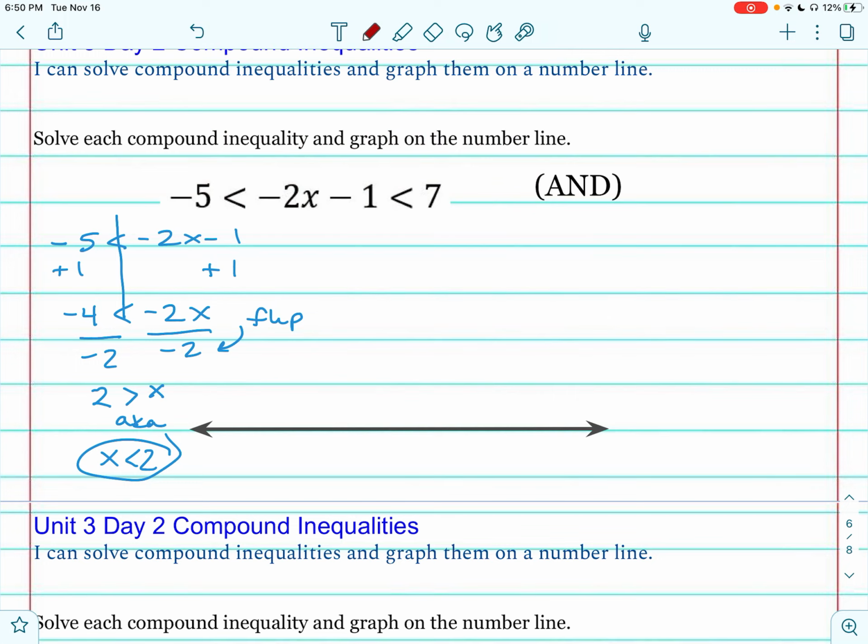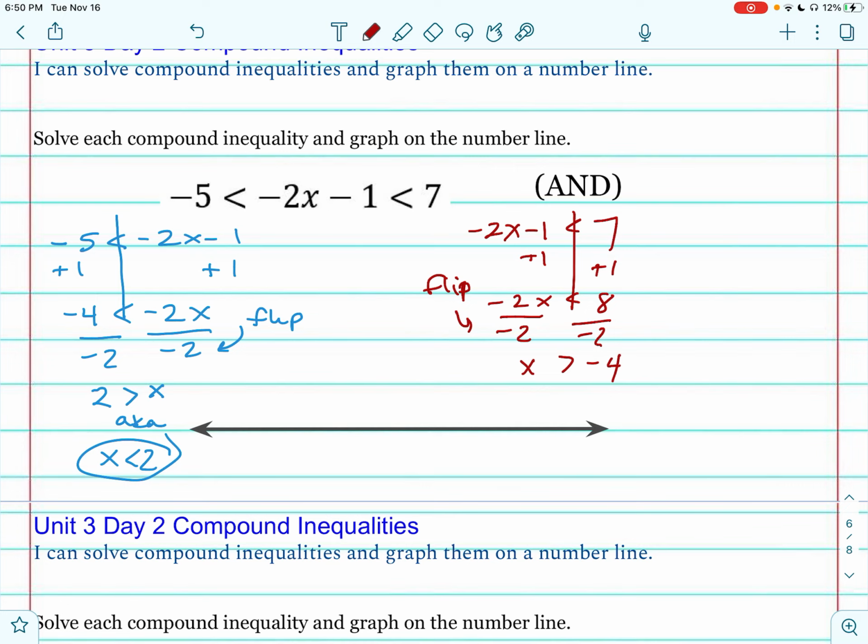All right, I'm going to do this again. -2x minus 1 is less than 7. I'm just copying it down. -2x is less than 8. I'm dividing by a negative number, so I'm going to flip my sign. So x greater than -4.